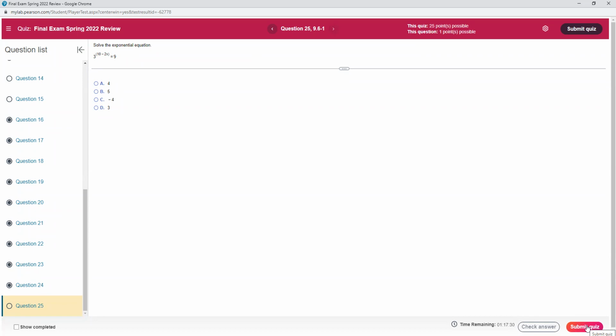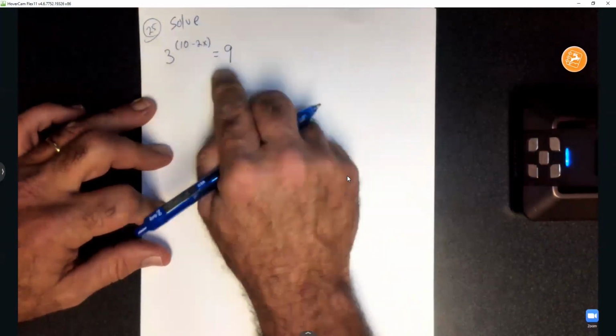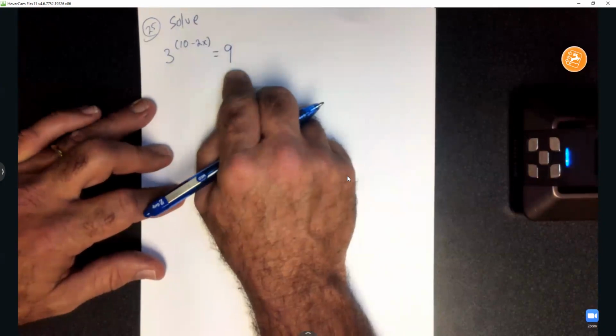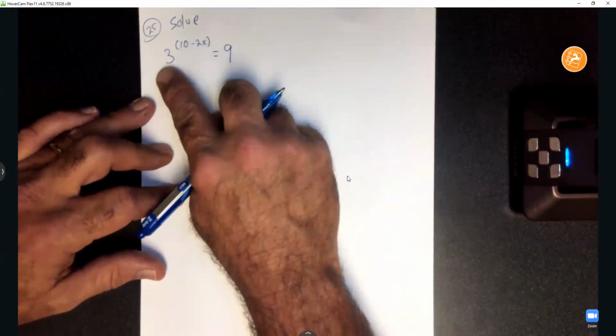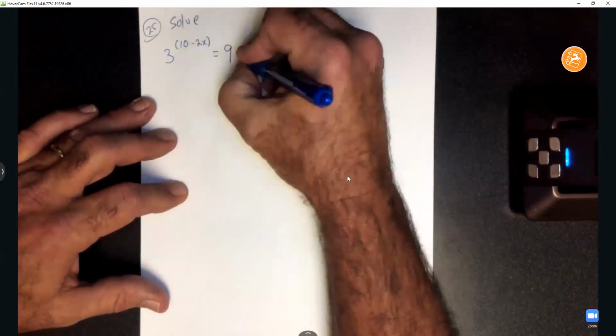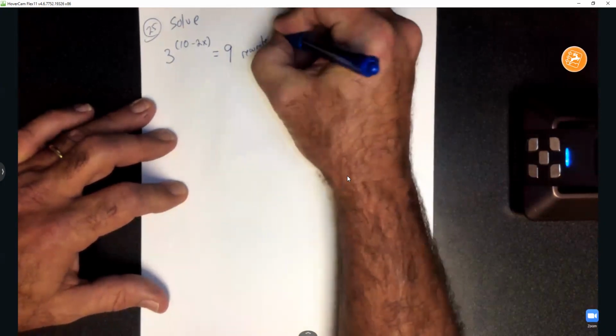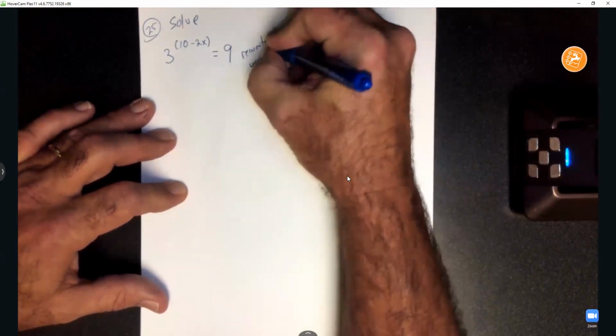All right, y'all. So this one says solve. So I got 3 to the 10 minus 2x equals 9. All right, so I'm just going to work it by hand real quick. But the trick for y'all on y'all's number 25 here is to rewrite the number using the other side as its base. So I'm going to rewrite the 9 using a base of 3.